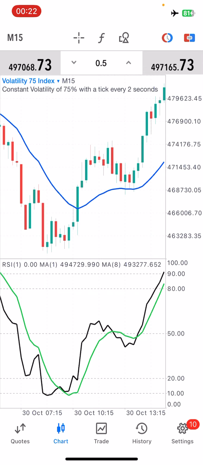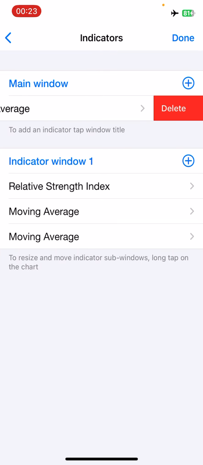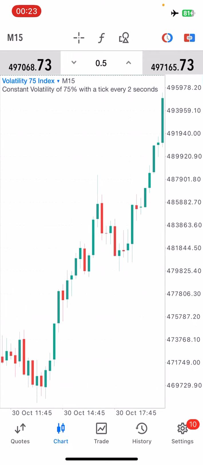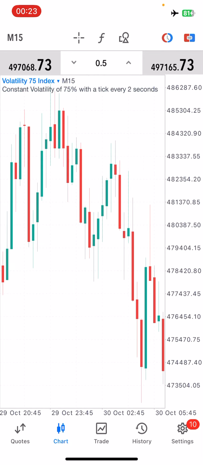Okay, so what I'm going to do right now is I'm going to remove all the indicators on the screen so that we can have the step-by-step process of installing the strategy together, so that you don't get lost, you don't get confused, and you do not mix up what we have right here. Okay, so I'm going to go to my indicators, remove, delete, and as you can see, I'm now left with a blank chart on V75.